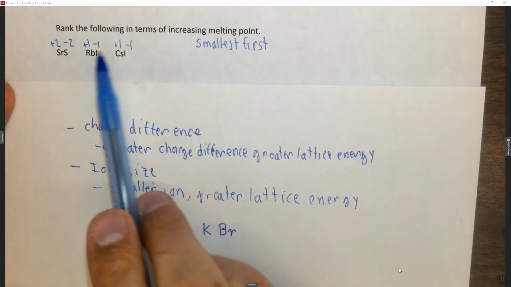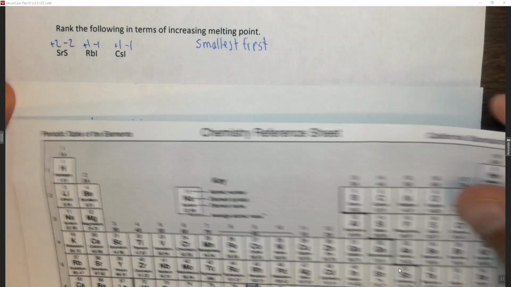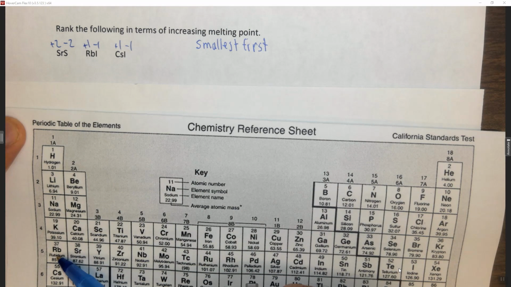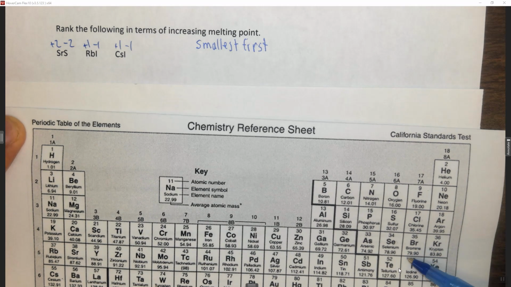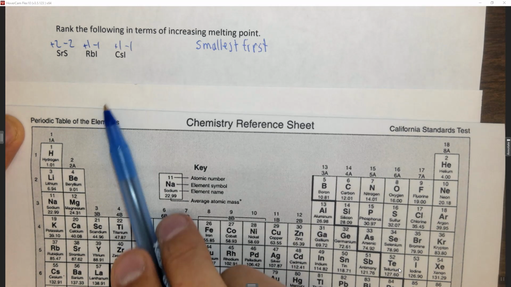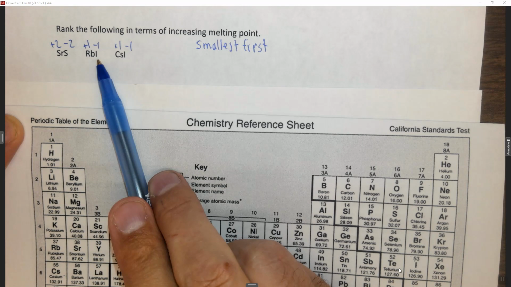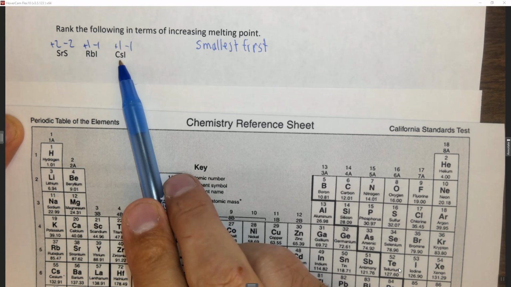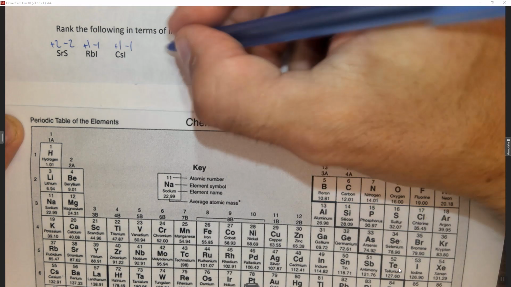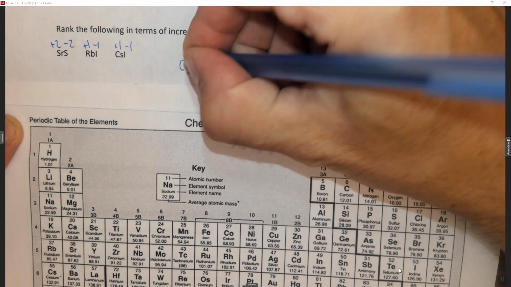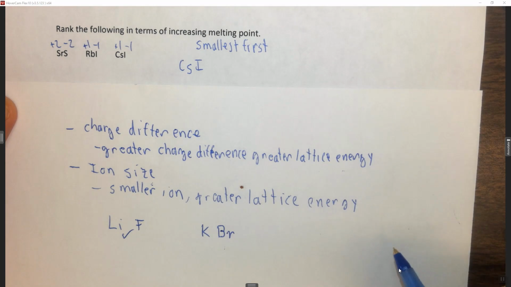But between RbI and CsI, they both have a charge difference of 2. So we have to consider the size. Rubidium is smaller than cesium. Iodine is obviously the same size. So rubidium iodide is going to have a slightly larger lattice energy than cesium iodide because rubidium is smaller than cesium. So the absolute smallest here is CsI because the smaller the ion, the greater the lattice energy.